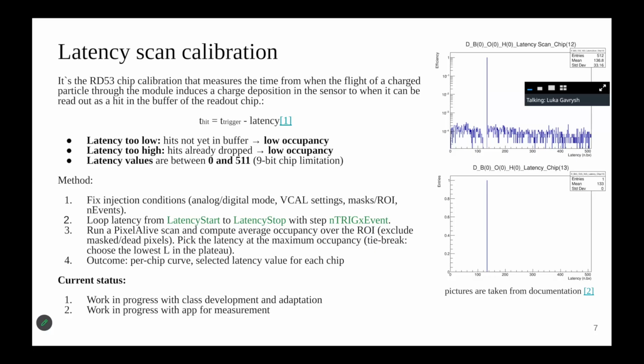Why is it important for us to measure the latency? First of all, if the latency is too low, the trigger looks too early, so hits have not yet reached the buffer, so we have a low occupancy. If the latency is too high, the trigger comes too late, hits were already dropped from the buffer, so it's a low occupancy as well.